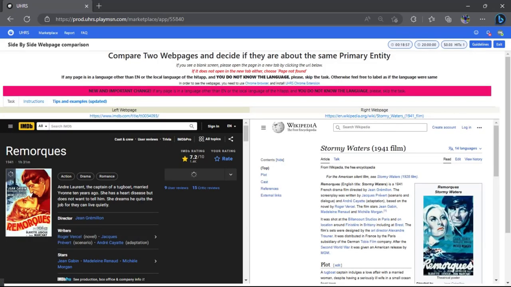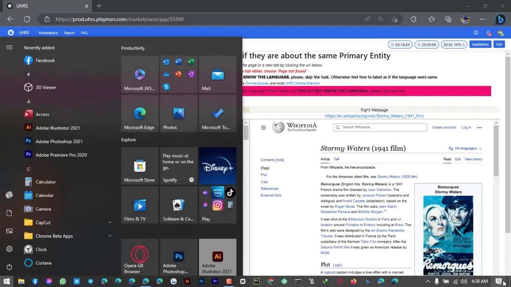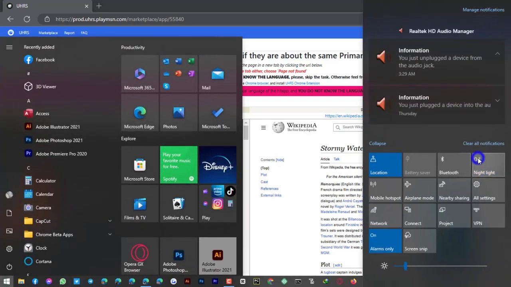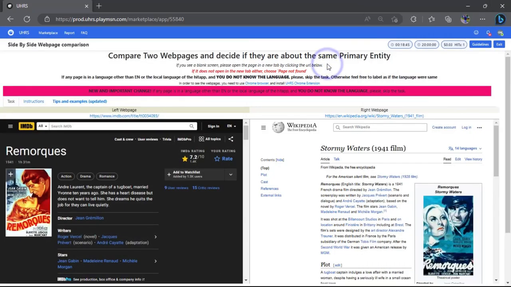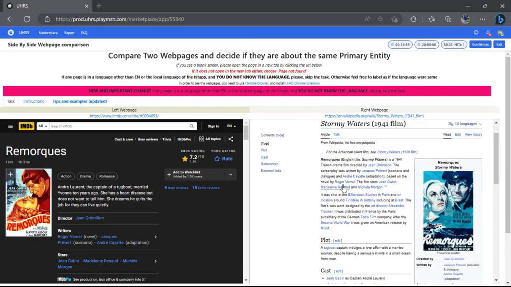The webpage on the left is talking about a movie called Remorques, while the webpage on the right is about a movie called Stormy Waters. Both movies were released in 1941. Although they might seem different, the Wikipedia page on the left side shows that the Stormy Waters movie is also called Remorques in French.